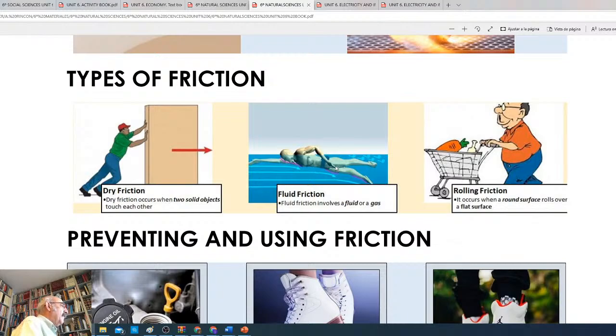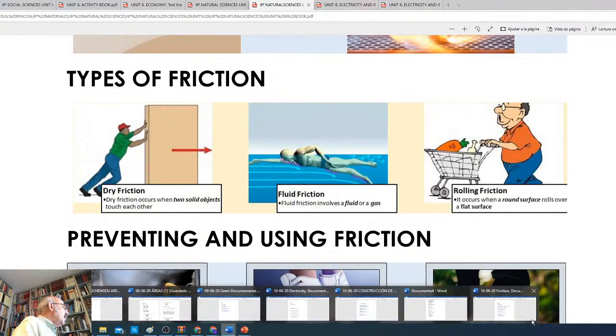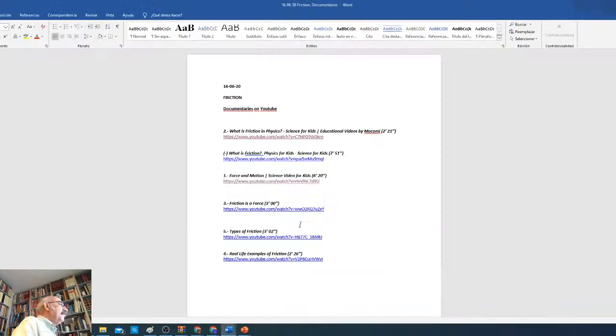But you have another kind of friction, fluid friction. And fluid is a word that holds together liquid and gases. So fluid friction involves a fluid, a liquid, or a gas. And then we have rolling friction, and it occurs when a round surface rolls over a flat surface. And now I'd like you to watch another documentary about real life examples of frictions. Pay attention.